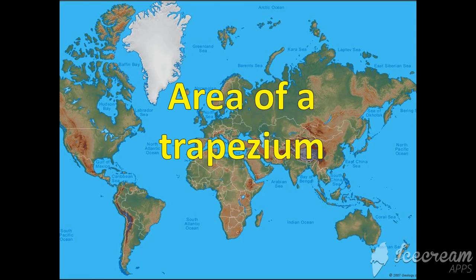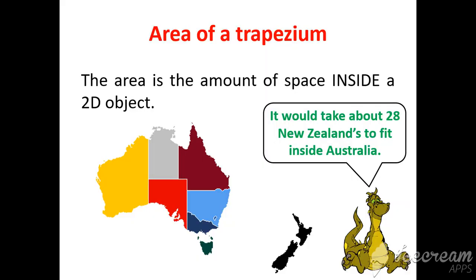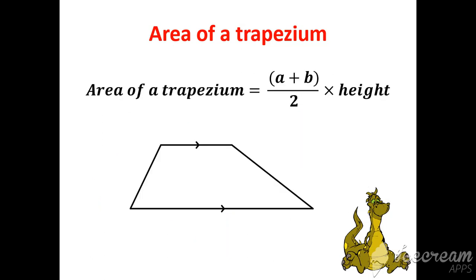We're moving into the area of a trapezium. Right, so we know the area is the amount of space that is inside a two-dimensional object. Fun fact, did you know that it would take about 28 New Zealands to fit inside the same area as Australia? Right, let's get into today's work.